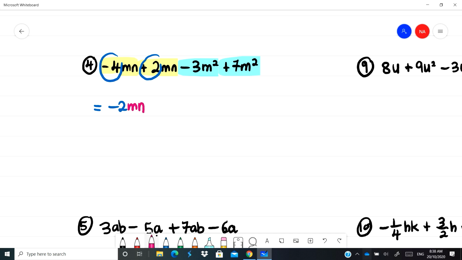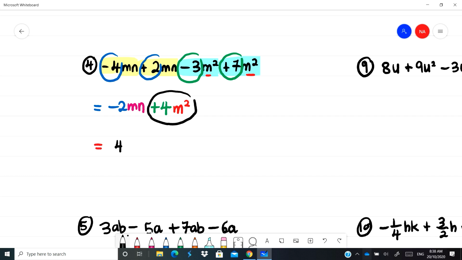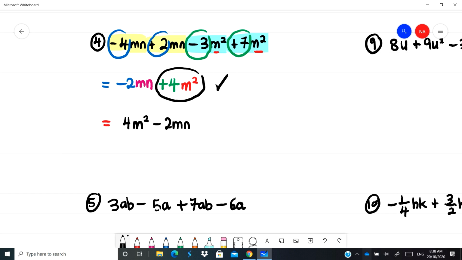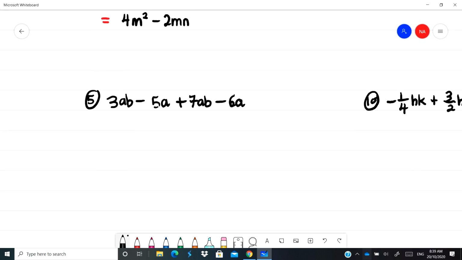Next one, we'll look at this negative 3 plus 7. Tengok yang biru ini. Negative 3 plus 7, you get positive 4. What is that variable at the back there? It's actually m squared here. So, we'll have 4m squared. I'll just put it in front, so it will be 4m squared minus 2mn. Alright, the same answer. Sama saja. You can stop here, but if you want to make it cantik sikit lah, you boleh write 4m squared minus 2mn.